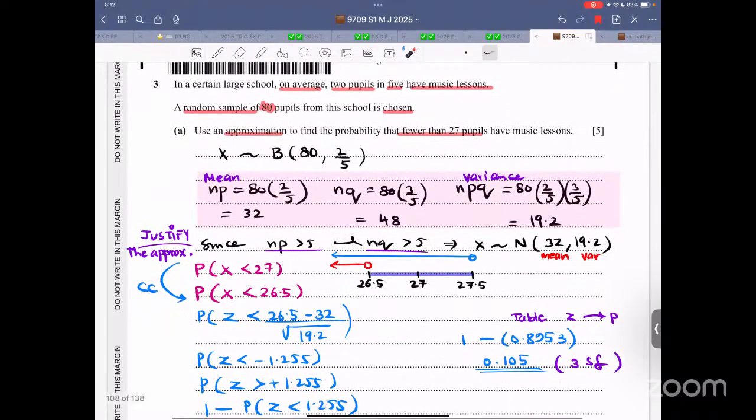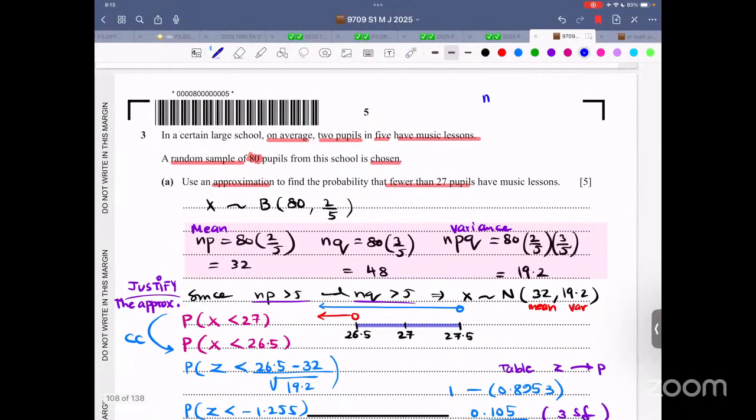Now, first of all, there is only one approximation that we study, and that is normal approximation to binomial. That means the question is of binomial. It will become normal because the numbers are large. There are 80. That is the number of trials. N is 80. Probability of success is 2 in 5. That is 2/5. Probability of failure, that is 3/5.